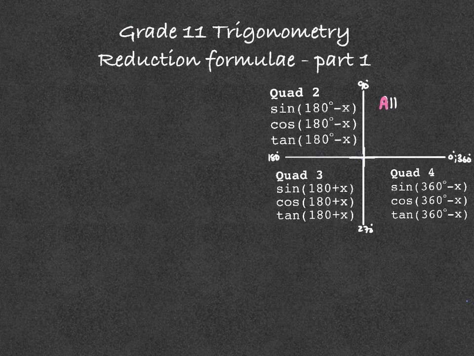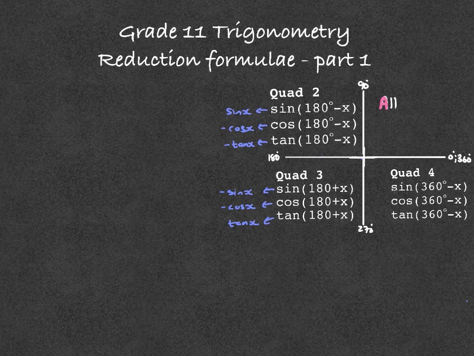Alright, so let's just revise this quickly. In quadrant 2, sine of 180 minus theta is the same as just saying sine x. Sine of 180 minus x is the same as saying just sine x. Cos of 180 minus x is the same as saying minus cos x. And then tan of 180 minus x is the same as saying minus tan x. That's in the second quadrant. 180 plus x is located in the third quadrant. Sine is negative there, so it's minus sine x. Cos is negative in the third quadrant, so that's minus cos x. But tan, hey, positive, so that is equal to a positive tan x ratio.